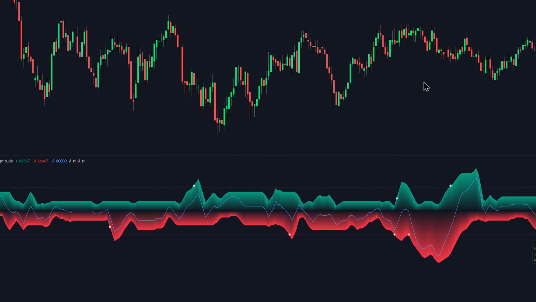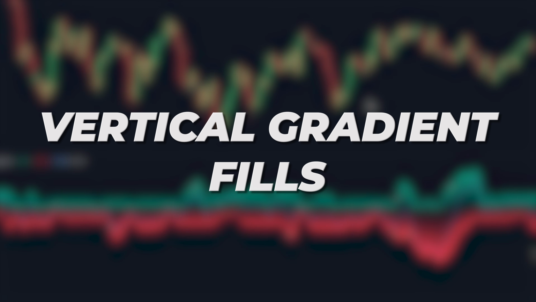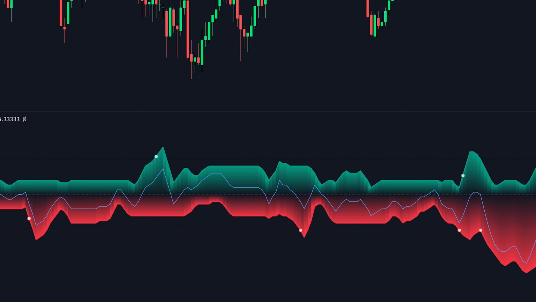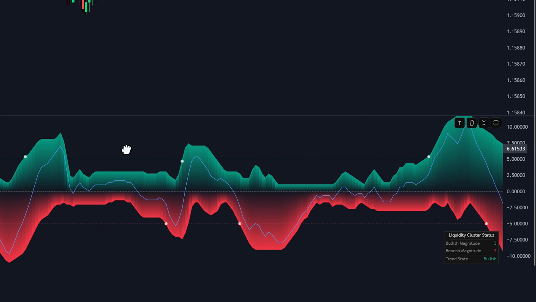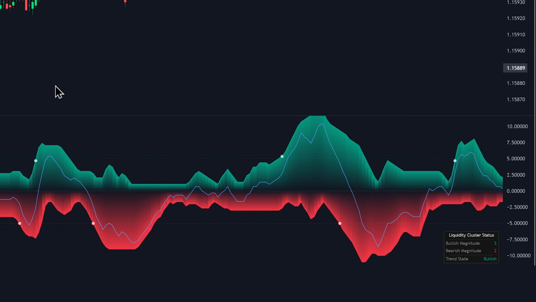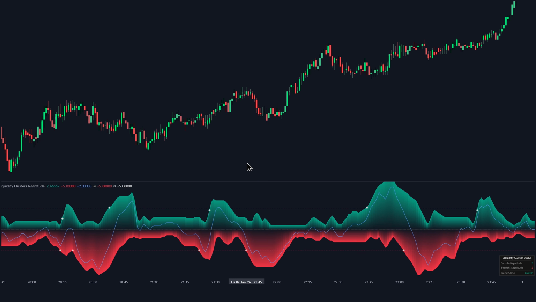Now, the visual design makes it even easier to read. The oscillator has vertical gradient fills that work like a heat map. The stronger the liquidity cluster, the more intense the color gets. As the reading fades towards zero, the color fades too. That means you can glance at the pane and instantly see where real rejection density is building.